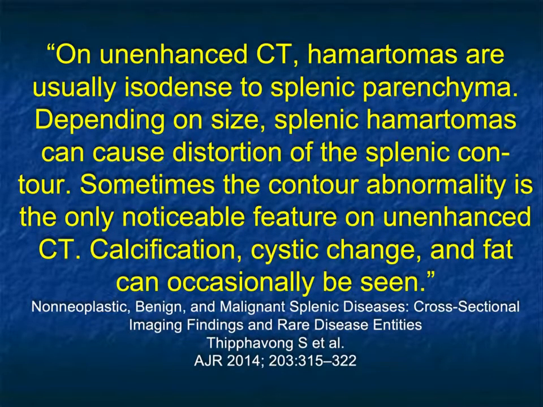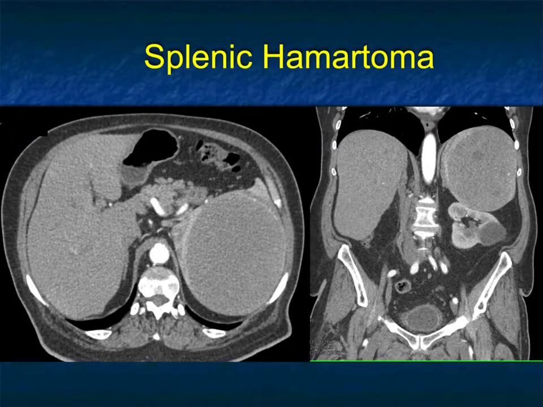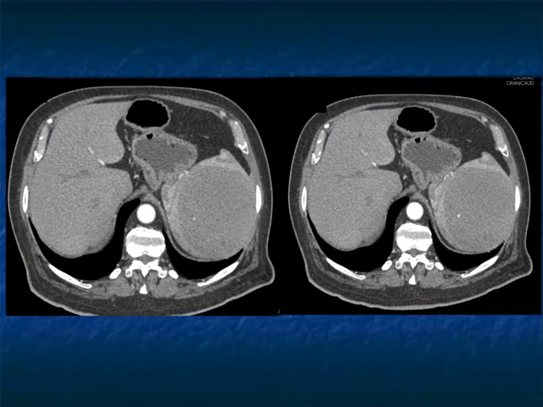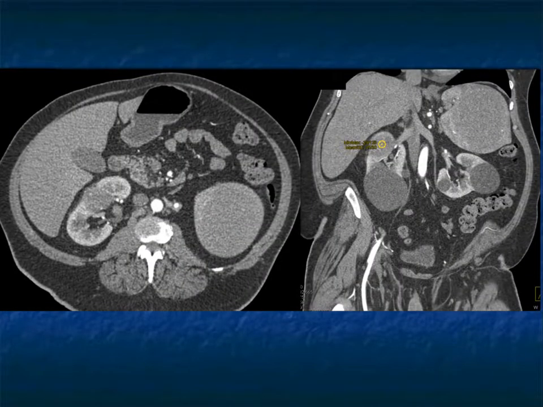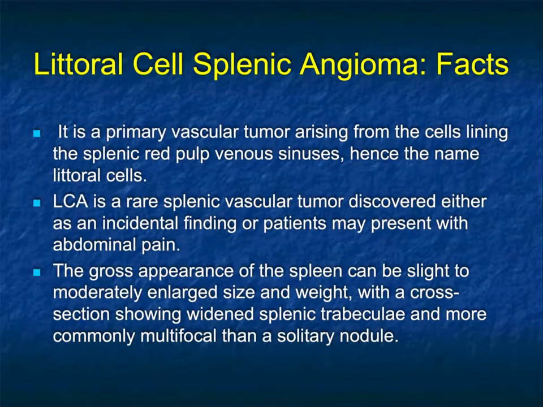Again, on unenhanced CT, hamartomas are usually isodense. And then this distortion. To me, that's the key finding. Okay, that contour abnormality to me is the most important thing. And here's just a few more examples. It shows you how large the lesions can be, pushing on the splenic border, though it is fairly well defined. A large hamartoma.